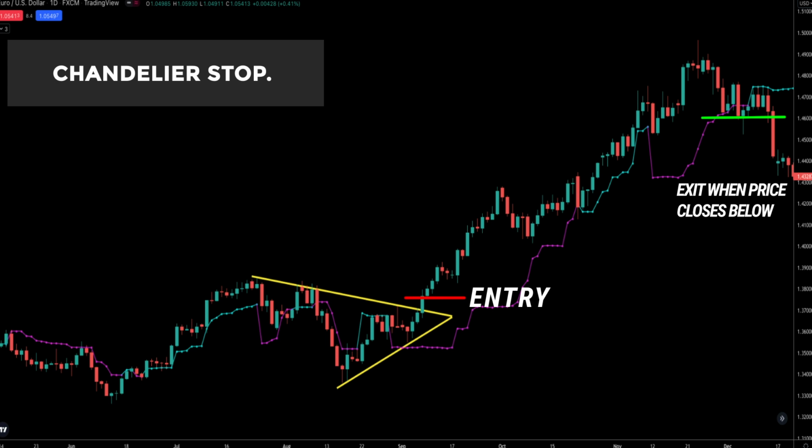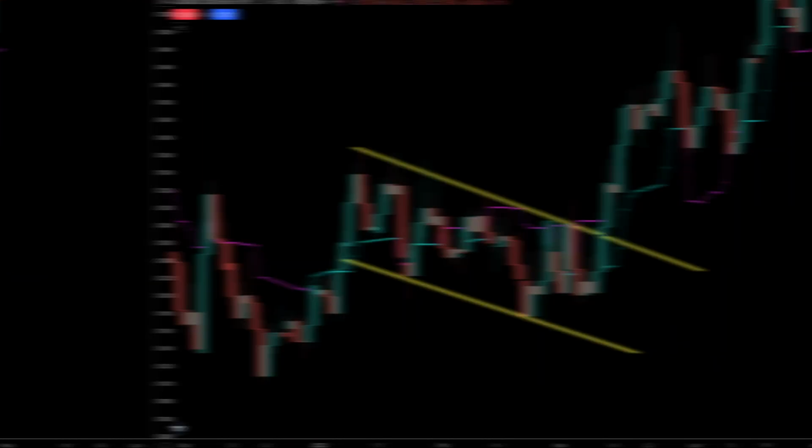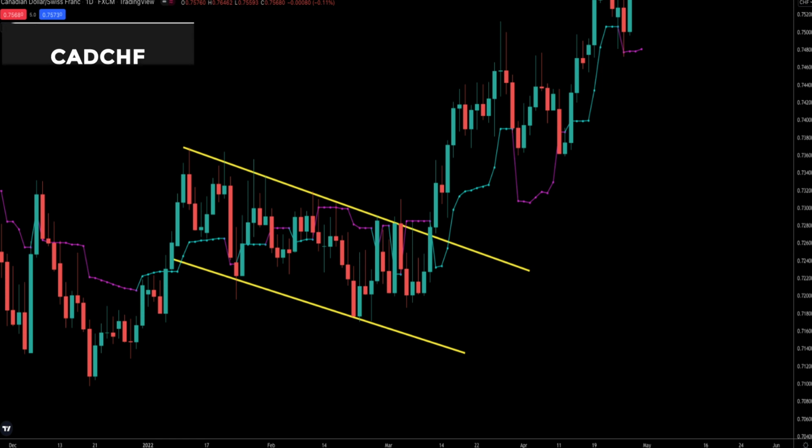The advantage of using this method is that by doing this, you will be able to profit as the market moves in your direction because half of your position would still be open. Using this method of trade management helps to maximize the profit potential of your trades. So let's take a look at a buy trade that I took on CAD franc using this strategy.